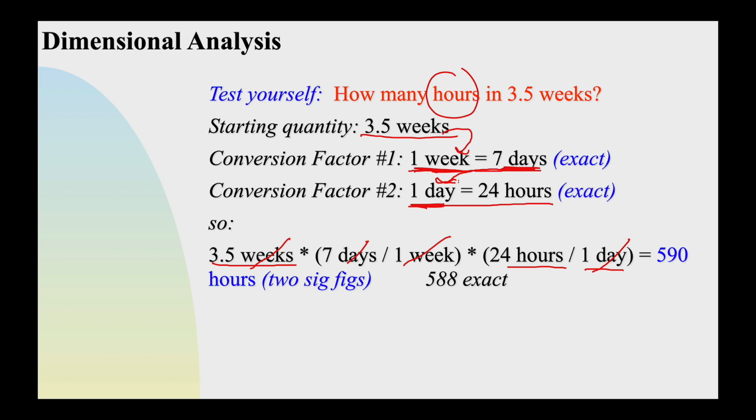So mathematically, go 3.5 times 7 times 24. Your calculator will tell you 588. I'm going to call it 590 due to significant figures, which we'll talk about in a little bit. But this is how you convert one type of unit into the other. In this case, it's weeks into hours. And again, you might have multiple conversion factors. You might have just one. But the idea, cancel out the old unit and end up with only the unit you want at the end.